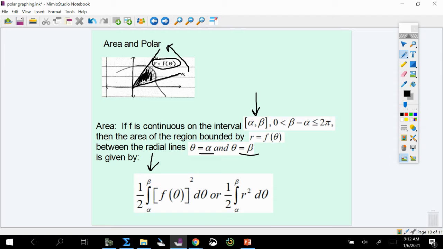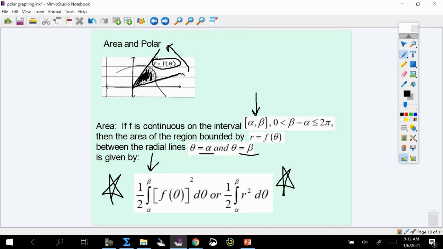So your formula, and this is the one formula that you do need to commit to memory. Obviously, when you do a quiz for me, you'll be using your notes, but on the AP test, this is one formula that you'll need, is how to find polar area. And it is always 1/2 the integral from the starting angle to the ending angle, those are your alpha and beta, of your function of theta being squared.